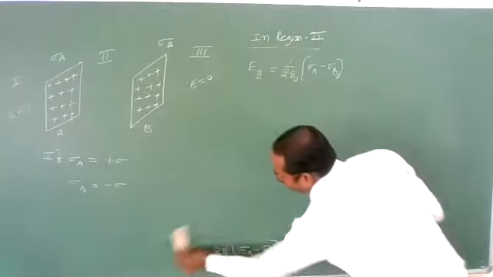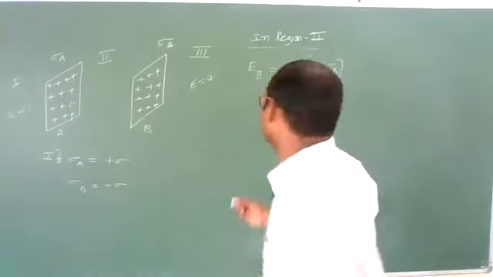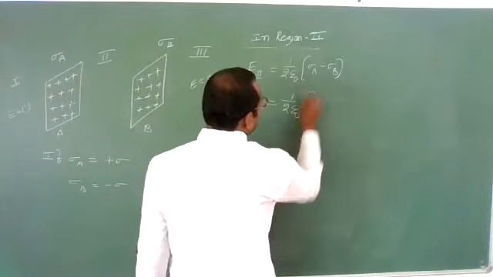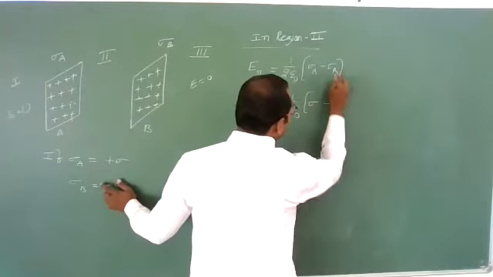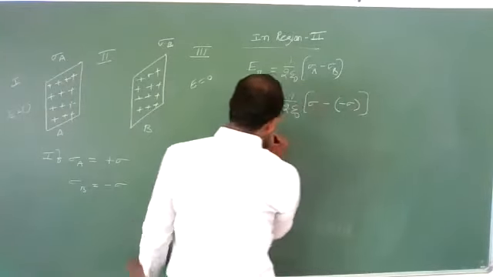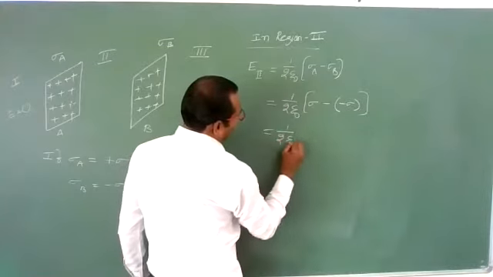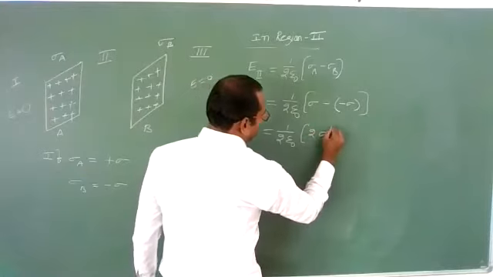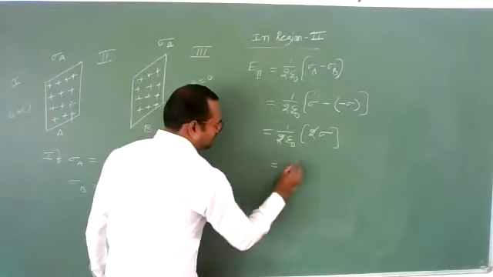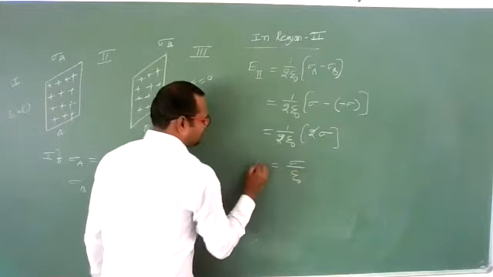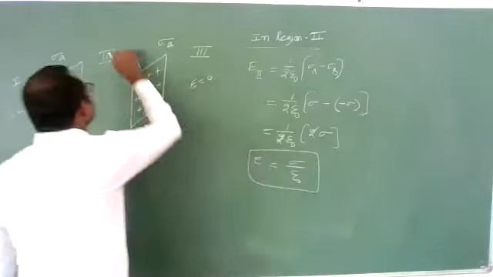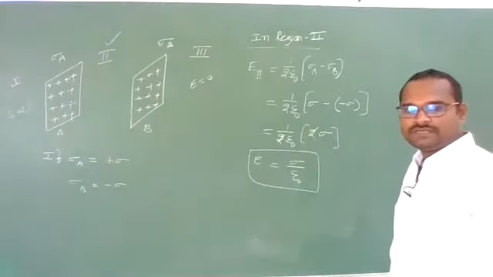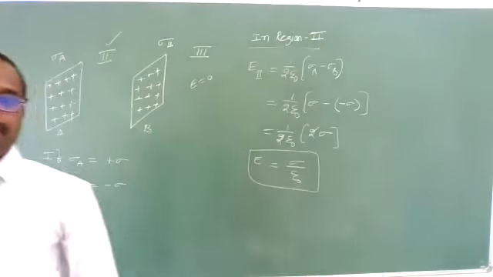Okay. Now substitute the sigma A and sigma B values. Then what will you get? 1 by 2 epsilon naught into sigma A, which is sigma, minus sigma B, which is minus sigma. So it is equal to 1 by 2 epsilon naught into minus of minus is plus, sigma plus sigma is 2 sigma. Yes, the 2 cancels, and you get sigma by epsilon naught. Yes, this is the net electric field in the middle region. It is sigma by epsilon naught, not 1 by epsilon naught.